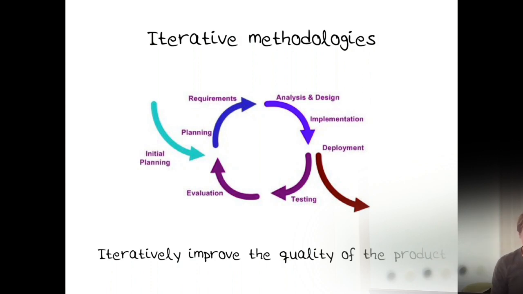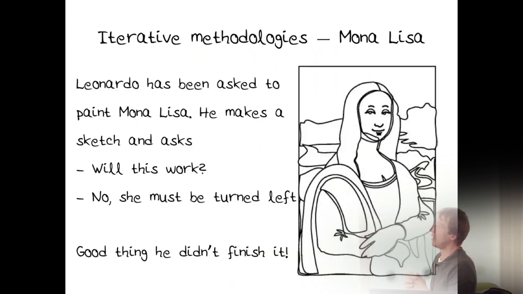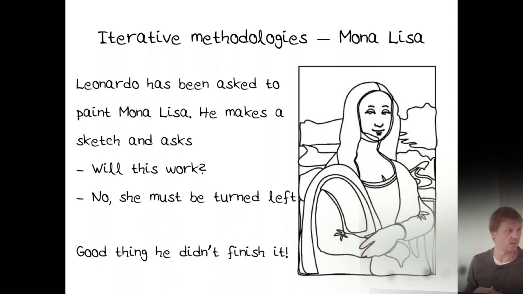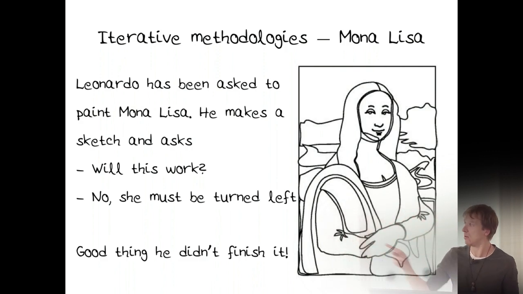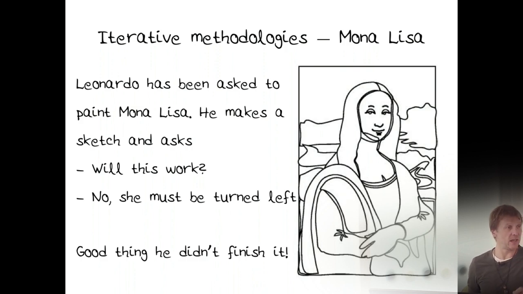So as an example of this, Leonardo was asked to paint the Mona Lisa. And so he makes a sketch and he asks, will this work? And the buyer, the one who commissioned it, says, no, she must be turned left. Right? Well, it's a good thing he didn't finish, right? Good thing he didn't finish this painting when this is not what the customer needed.